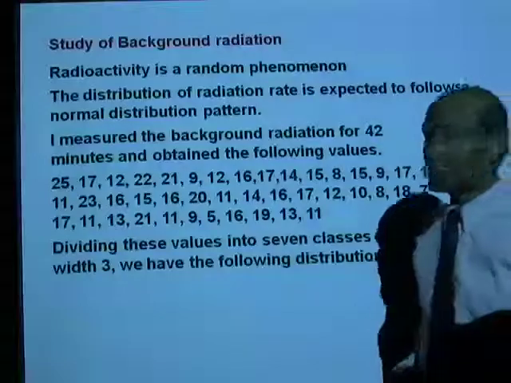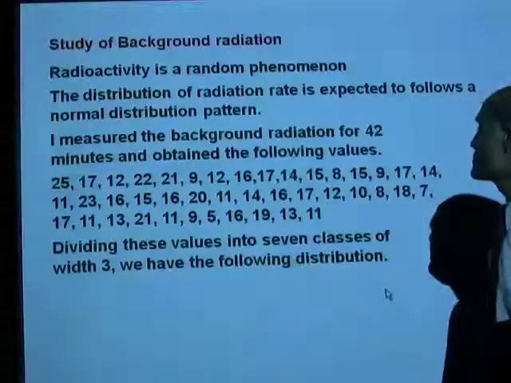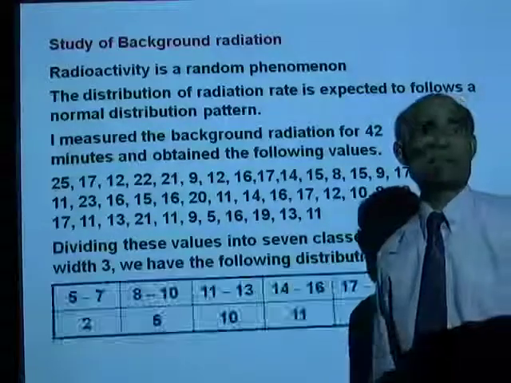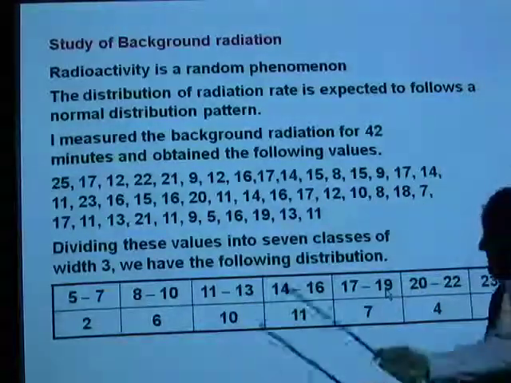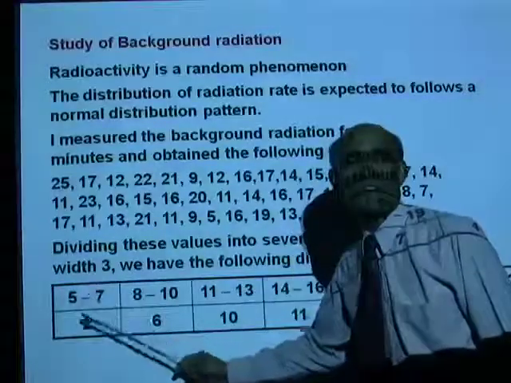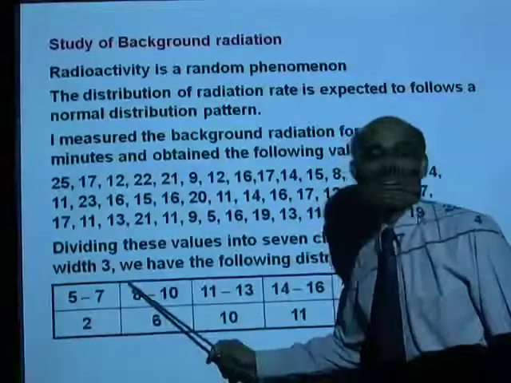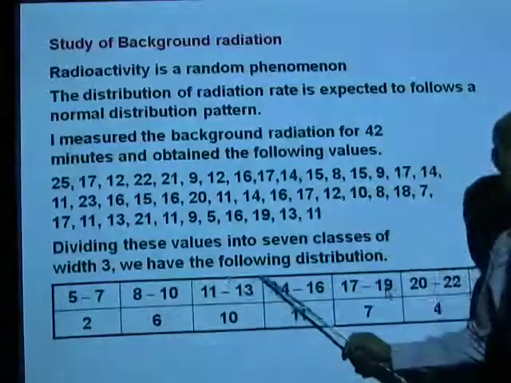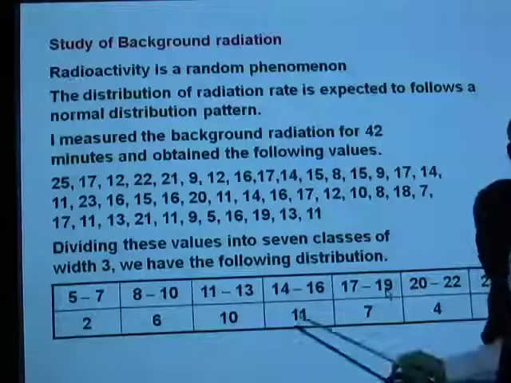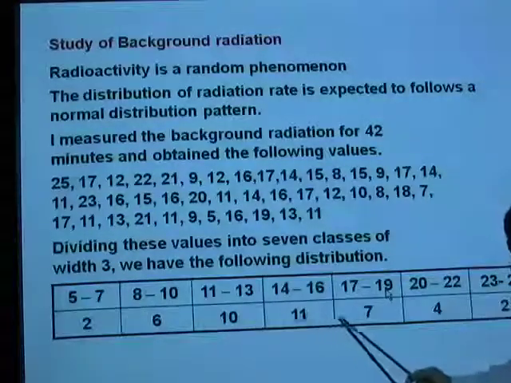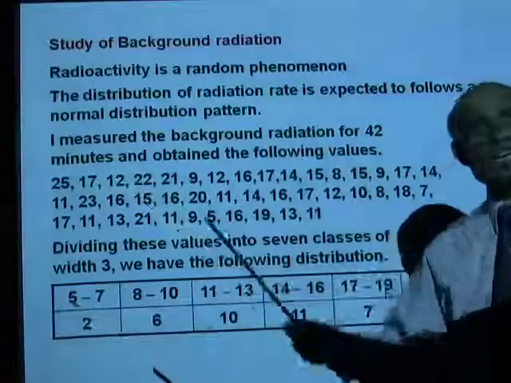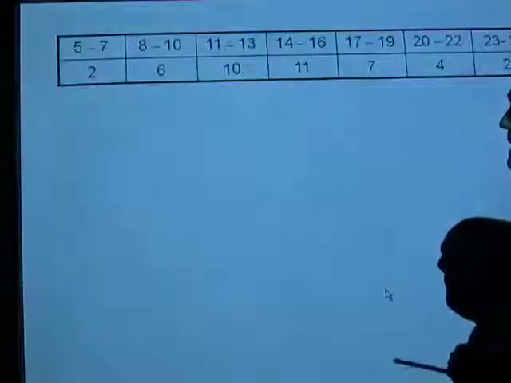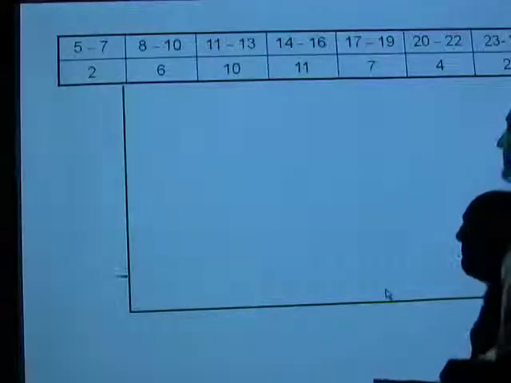Okay. Now what I did is, I divided them into 7 classes of class width 3, and I obtained this table. In other words, 5 to 7 radiations occurred twice, 8 to 10 radiations occurred 6 times, 11 to 13 occurred 10 times, and so on. Now this is called the frequency table of a distribution like this. This can be used to draw a histogram, and I did draw a histogram.